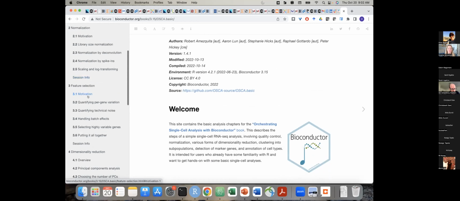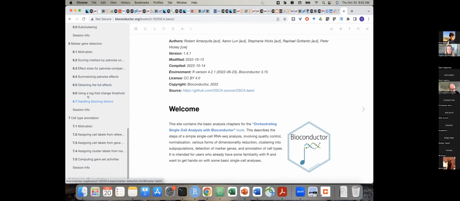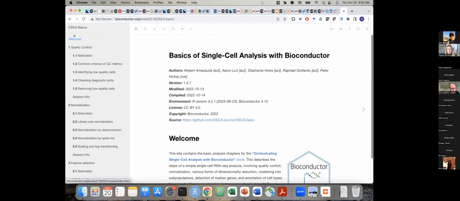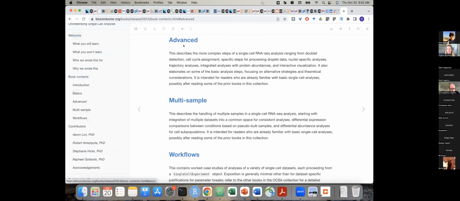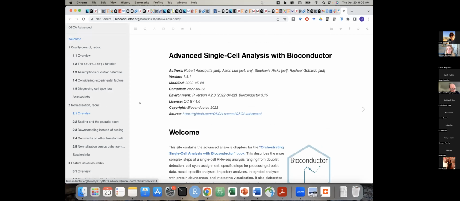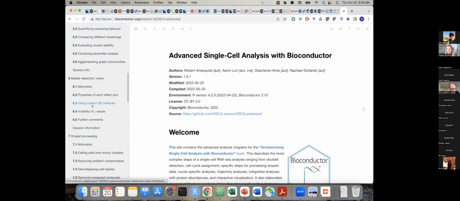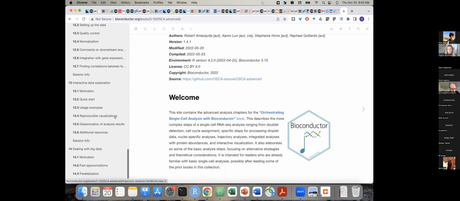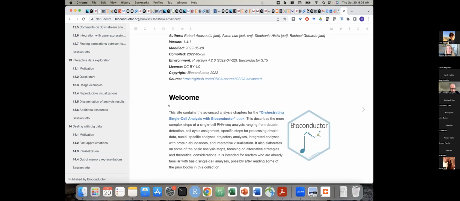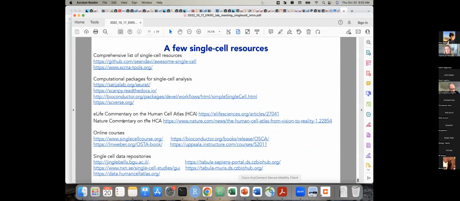So there's feature selection, which we did yesterday, dimensionality reduction, clustering, marker gene detection, cell type annotation. And then if you get into more advanced stuff, there's different things about normalization, and more information about clustering. So there's lots of stuff to click around here and explore, and hopefully that will be informative. So there's these online courses.